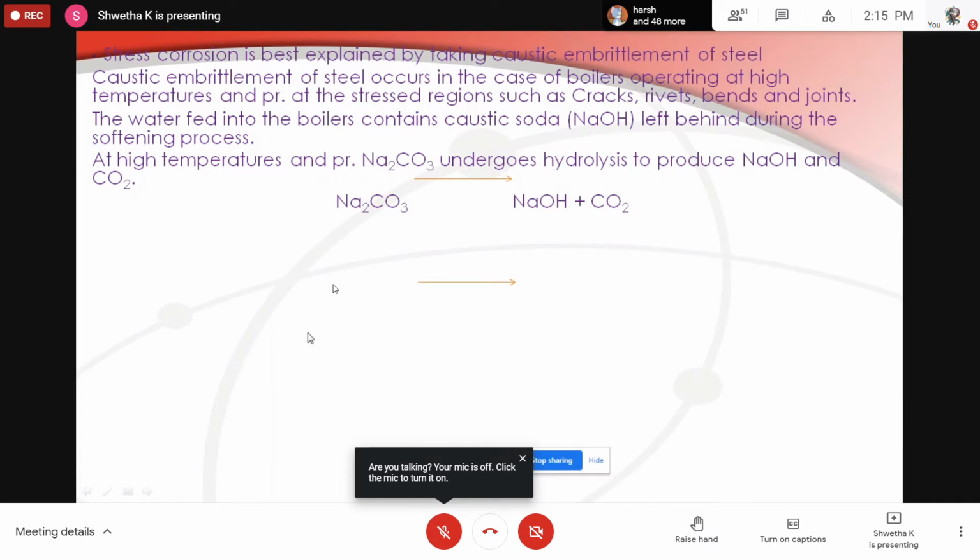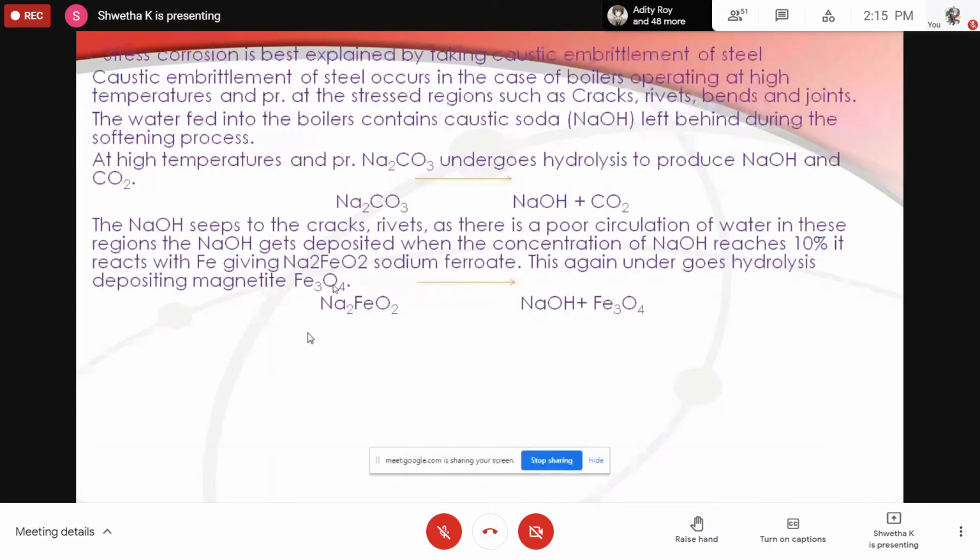Then after that, what happened? The NaOH seeps into the cracks and rivets, as there is poor circulation of the water. In this region, the NaOH gets deposited. When the concentration of the NaOH reaches 10%, it reacts with the Fe to give sodium ferrate. This again undergoes hydrolysis, depositing magnetite, Fe3O4.